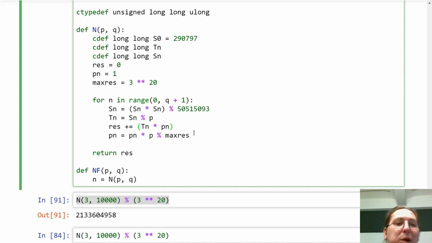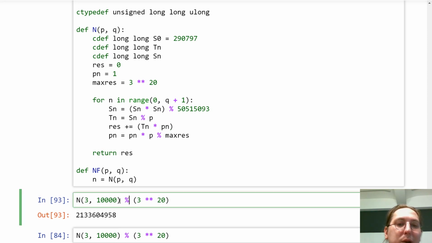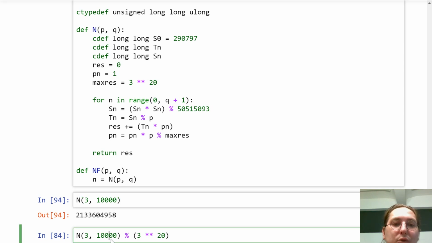But it's okay. I mean, the sum is still small, right? Oh wait. How big is this? Oops. Maybe it's okay. This is the actual sum. This is perfectly fine, actually.